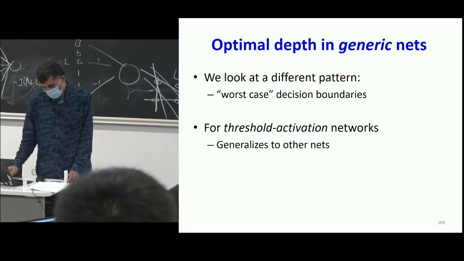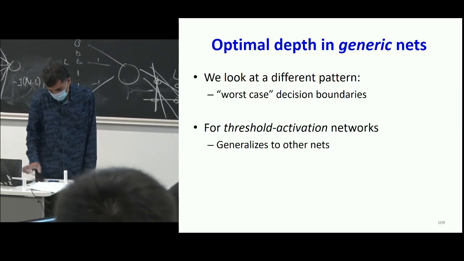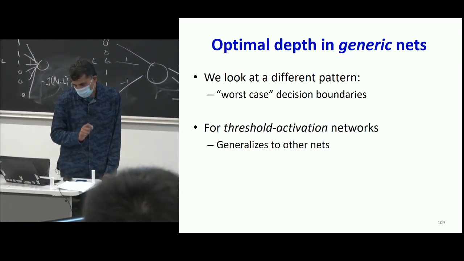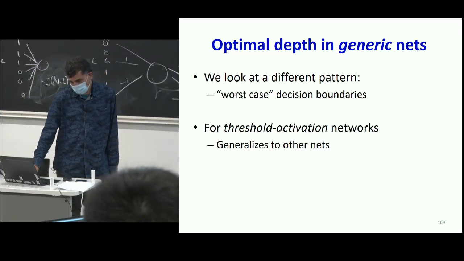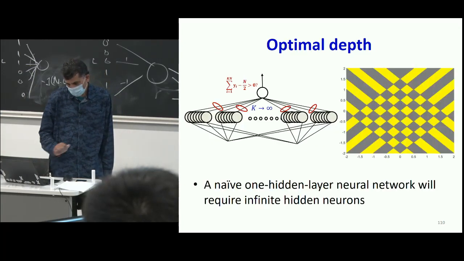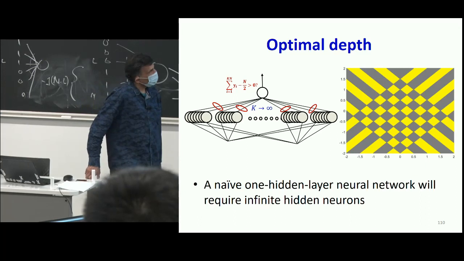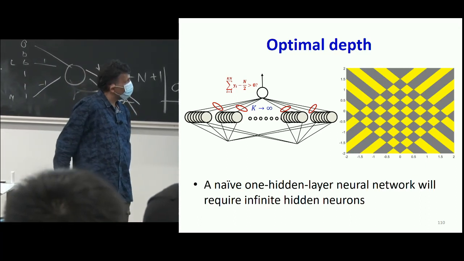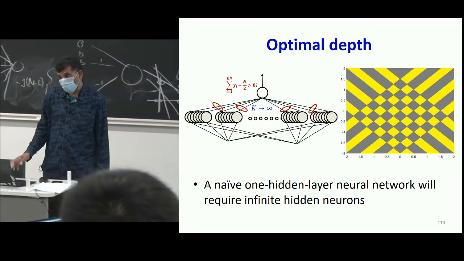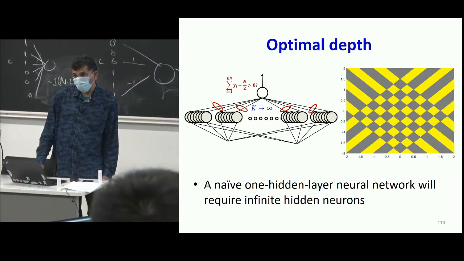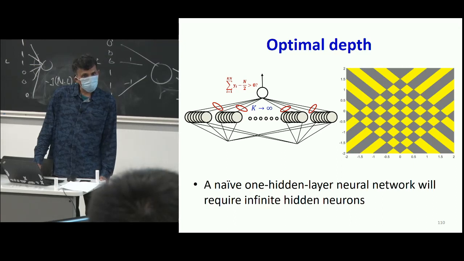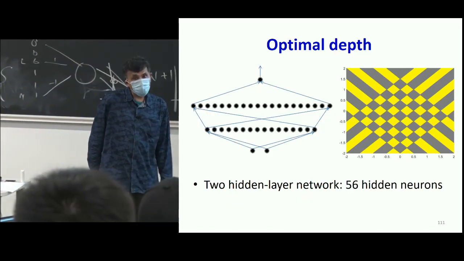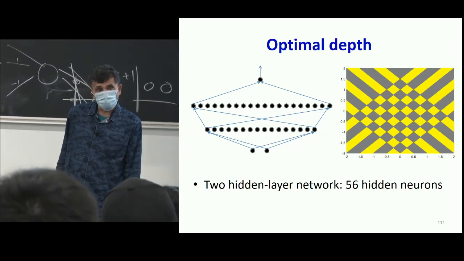So I'm going to also take a look at different worst case decision boundaries for threshold activation networks. Now let's take a look at this decision boundary. I want an output of 1 in the yellow regions and a 0 outside. A naive one hidden layer network is going to require infinite neurons, right? If I do it with 2 layers, I can do it with 56 hidden neurons, 57 neurons in all.